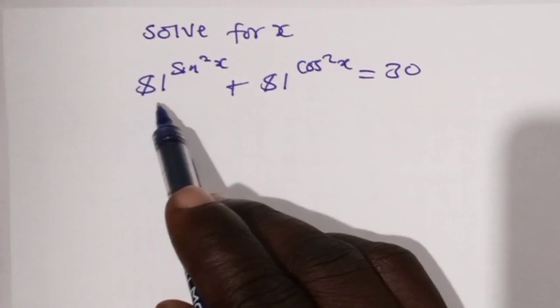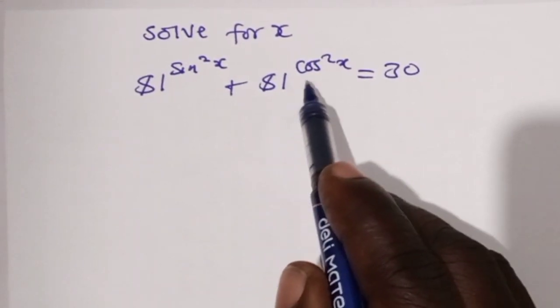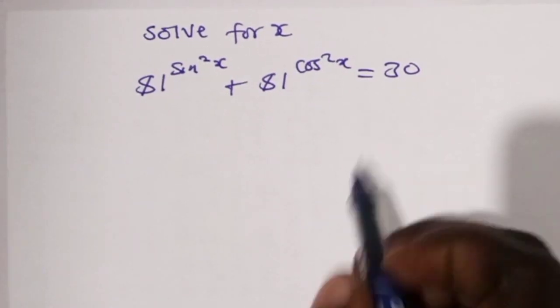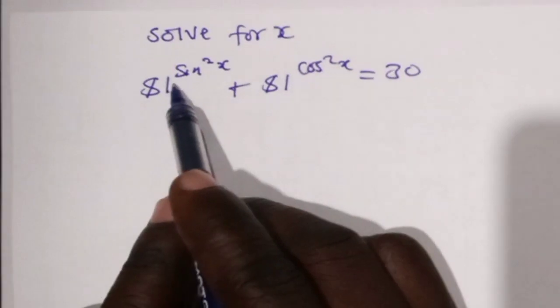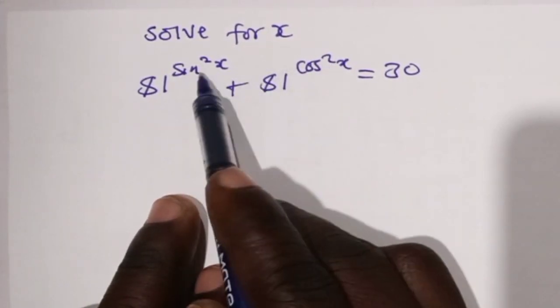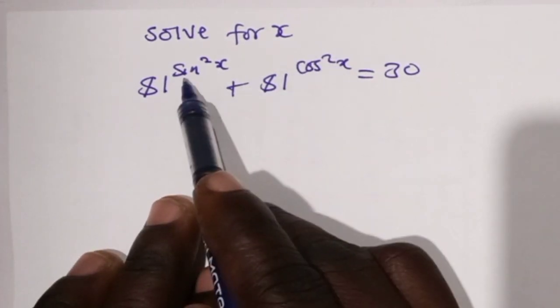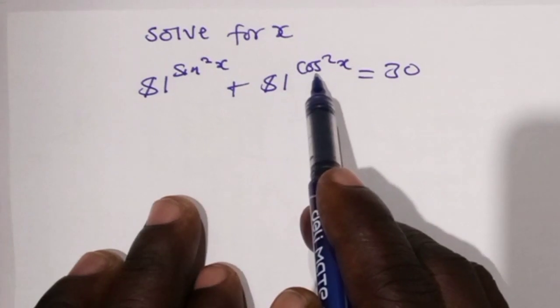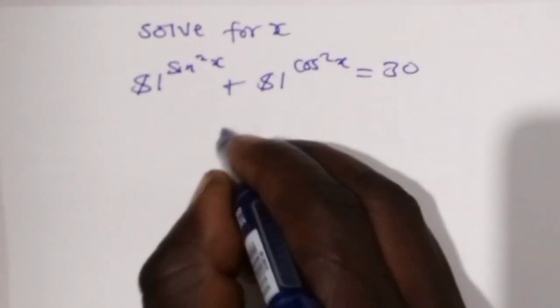We have 81 to the power sine squared x plus 81 to the power cos squared x, which is equal to 30. In here, you have to check if the exponential equation has the same variables. If you can see from this exponential, the variables are different. Here we have sine, and here we have cos. So that means we have to make one in terms of the other. So let's get started.